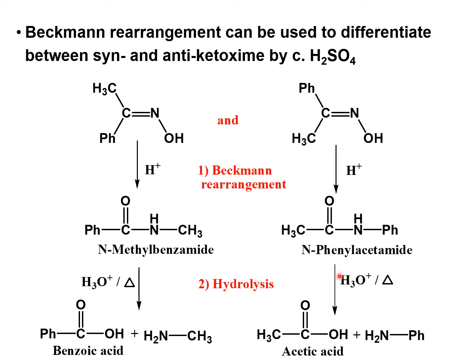If you hydrolyze both, one will give the benzoic acid and methylamine, the other will give the acetic acid and aniline, and these two different acids can be tested for using neutral ferric chloride. So this way you can actually differentiate between the different isomers of your ketoxime.